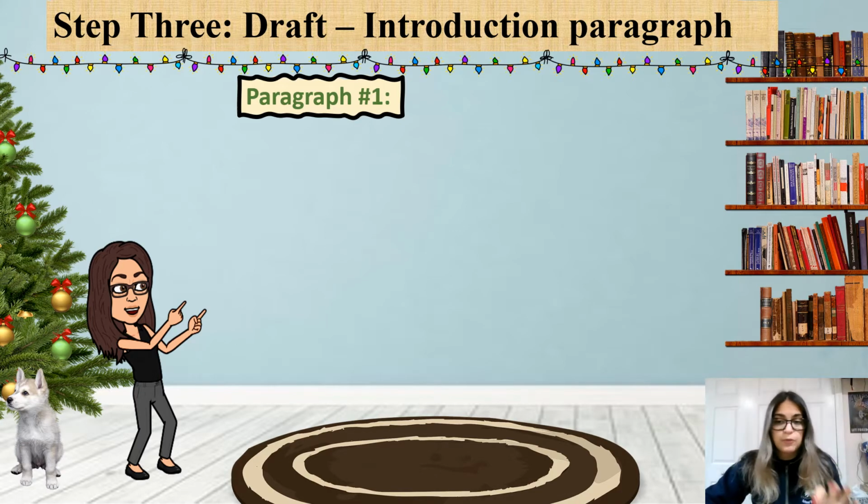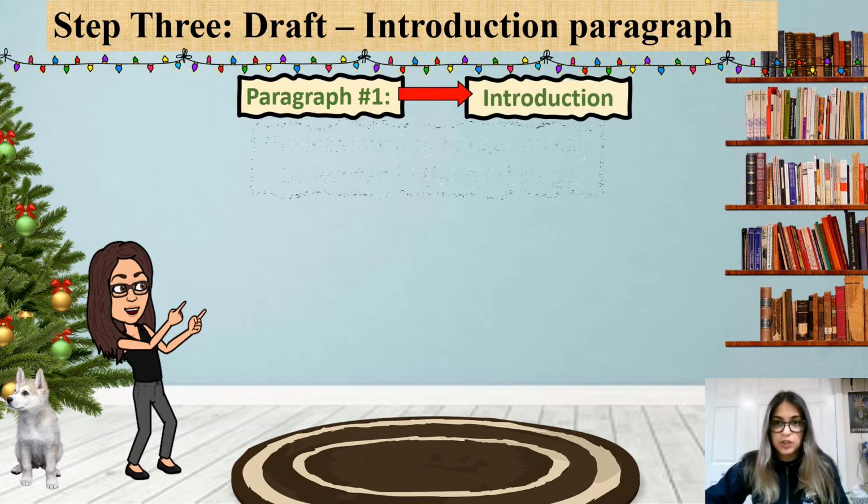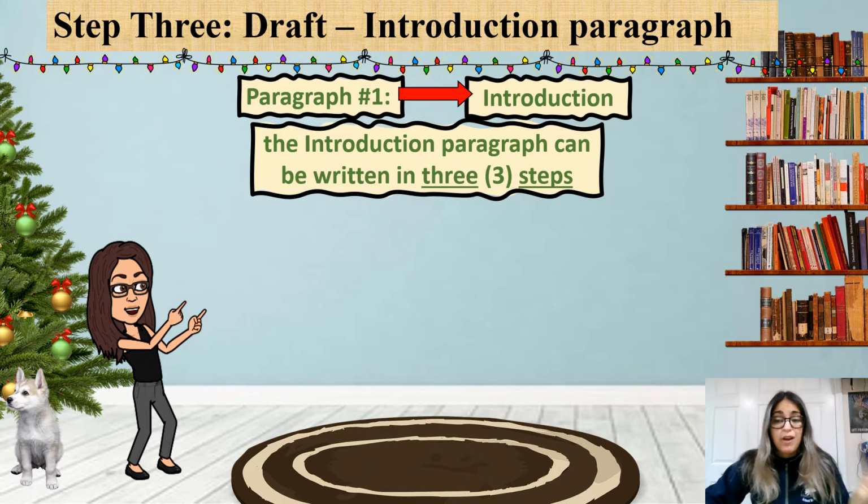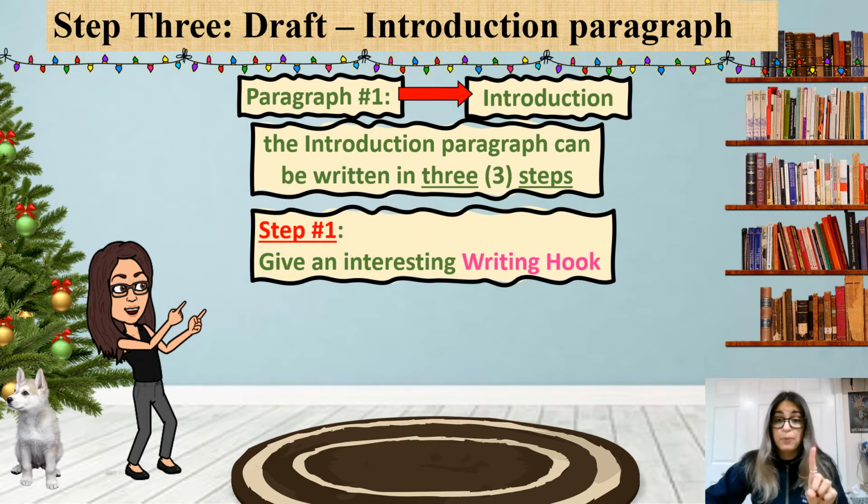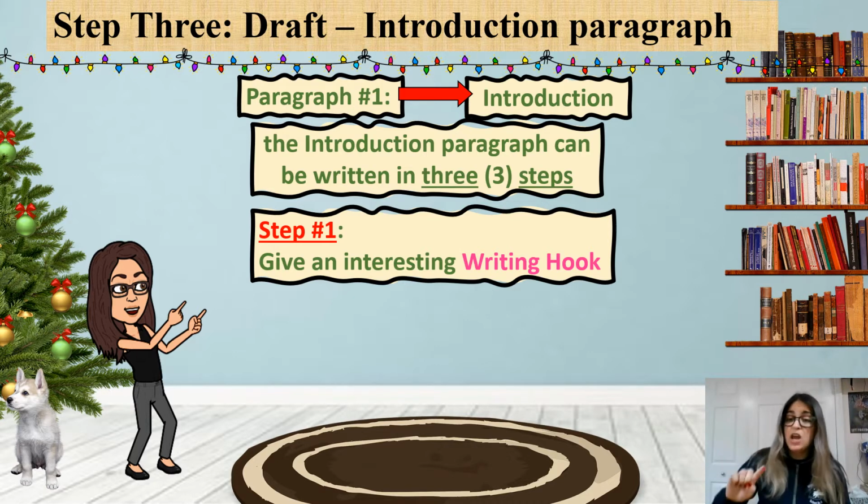So our very first paragraph of our 5-paragraph LAT essay is our introduction. We can write an introduction paragraph in 3 easy steps. Okay, step 1, you have to give an interesting writing hook. So we did talk about writing hooks in the first marking period when we did narrative essays. So it's the same concept, right? The purpose of a writing hook is for you to start your writing off with something interesting to hook in the reader and make them want to read your essay. Okay, so it has to be interesting, it has to be on topic, and it has to kind of invite the reader in to want to read your essay and involve them.